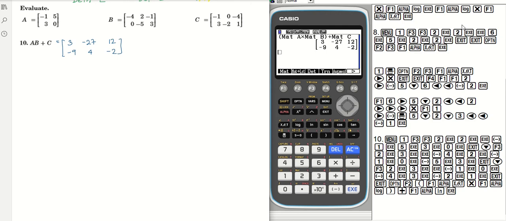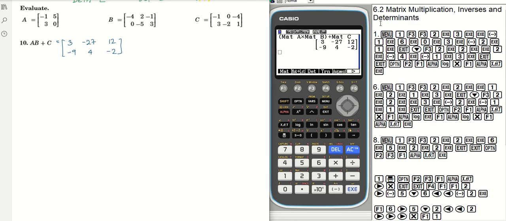So this is how to do the matrix multiplication, inverses, and determinants.